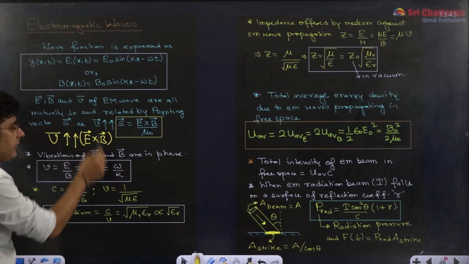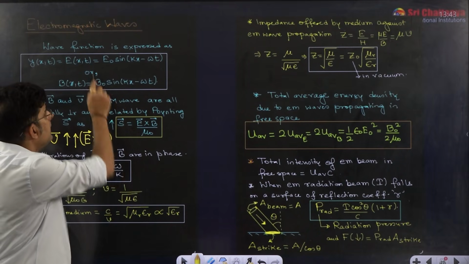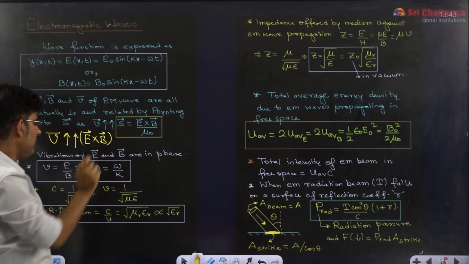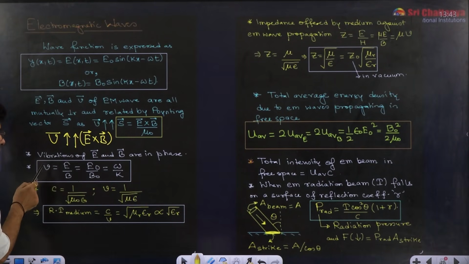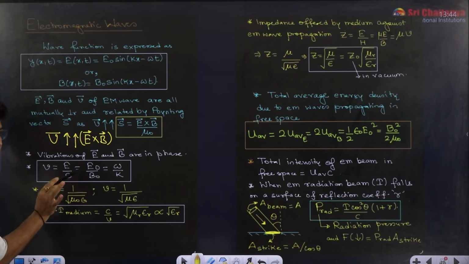Vibrations of E vector and B vector are always in phase. Whatever phase angle you see here, the same phase angle is here. Their directions are mutually perpendicular, but their vibrations are always in phase. When you find the velocity magnitude of an EM wave in any medium, you can just divide E by B. So Maxwell and Ampere found that V is equal to E by B, E naught by B naught, and omega by K, all are the same.